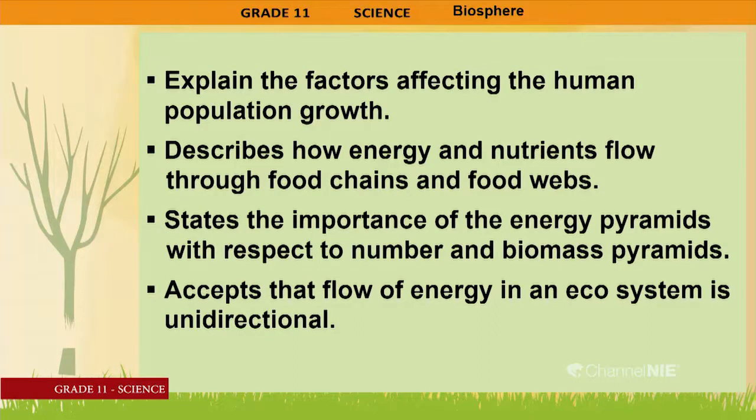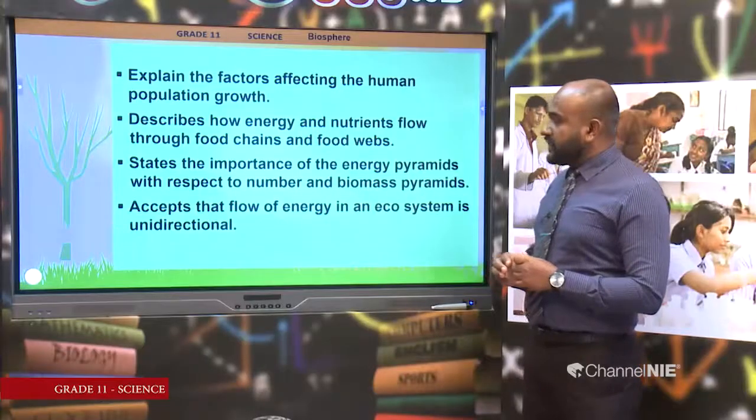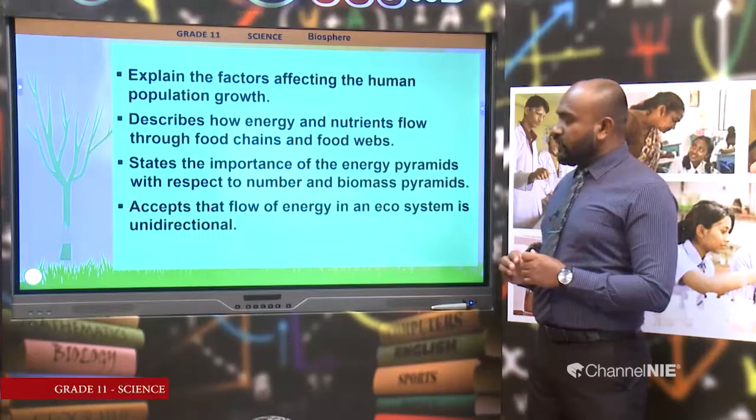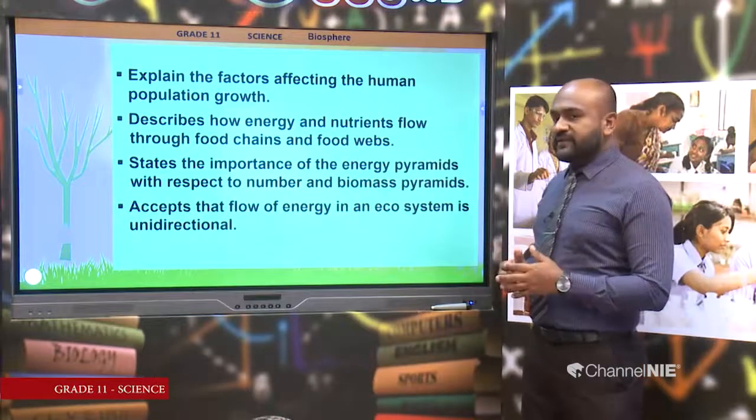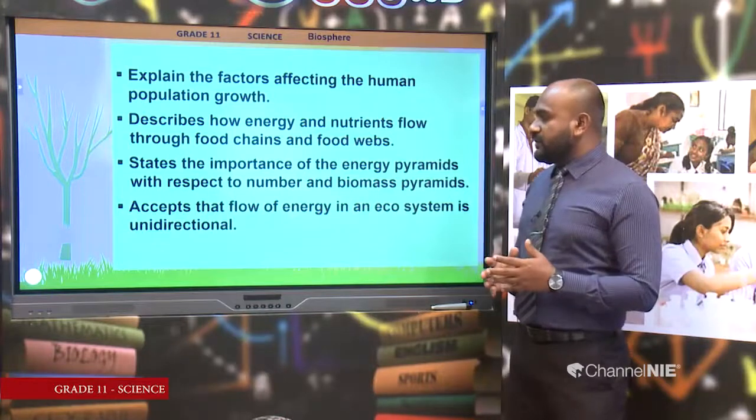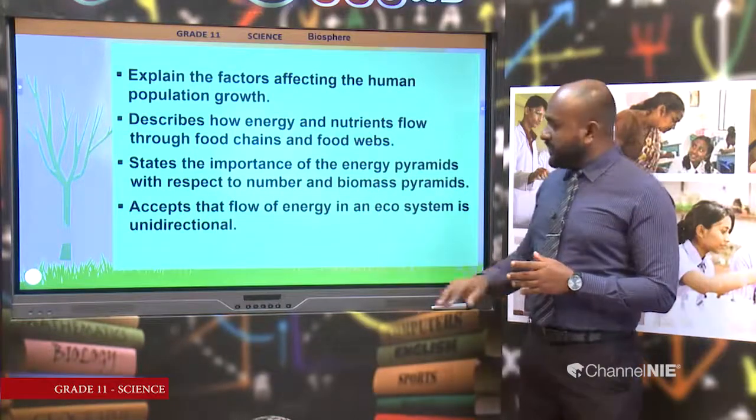States the importance of the energy pyramids with respect to number and biomass pyramids. So, this is going to be something new to you. You are going to learn about ecological pyramids. Accepts that flow of energy in an ecosystem is unidirectional. So, these are the learning outcomes that you are expected to achieve. So, focus on them because at the end of the lesson you need to come back to these learning outcomes and check whether you have achieved them.